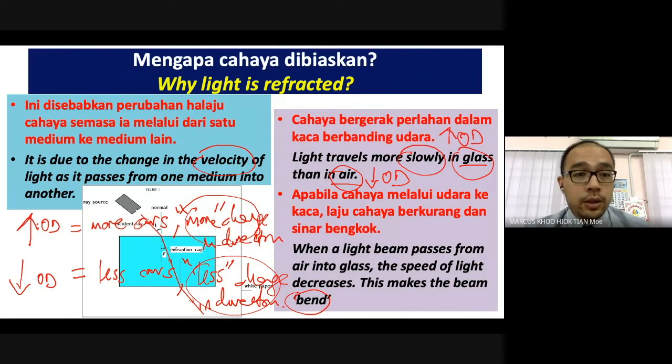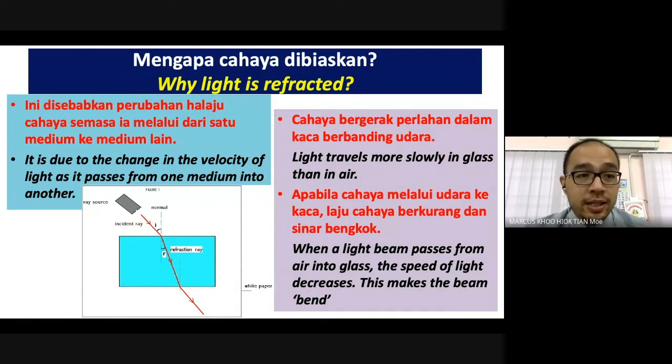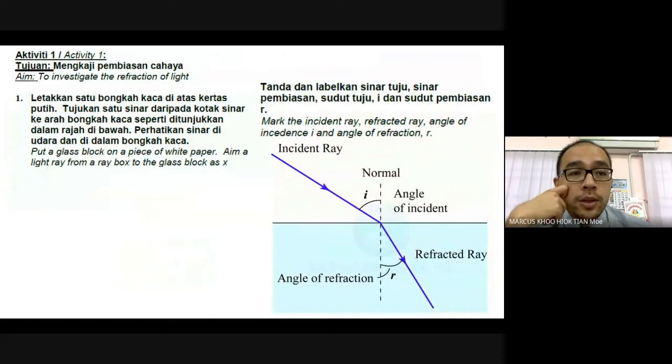Okay, so this is in the same case. In this case, we will talk about this drawing in the next section, in this activity one. Let's take a look at this. Let's say you have a glass block put on a piece of white paper. Now when you aim a light at the glass block, so let's say this is the glass block.